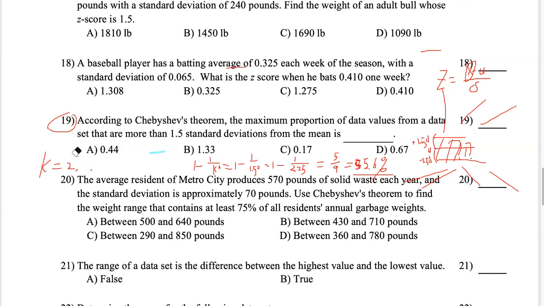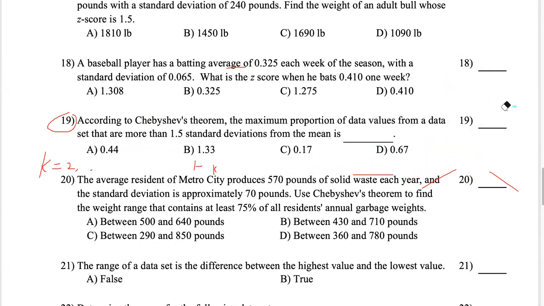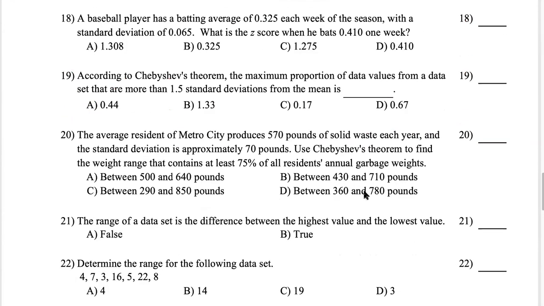Number 20, let's see, bear with me. We are kind of over time today, we should be finished pretty soon. Now, let me see. Number 20, using the Chebyshev theorem, at least 75% means K is equal to 2, so you plug in the formula, easy.